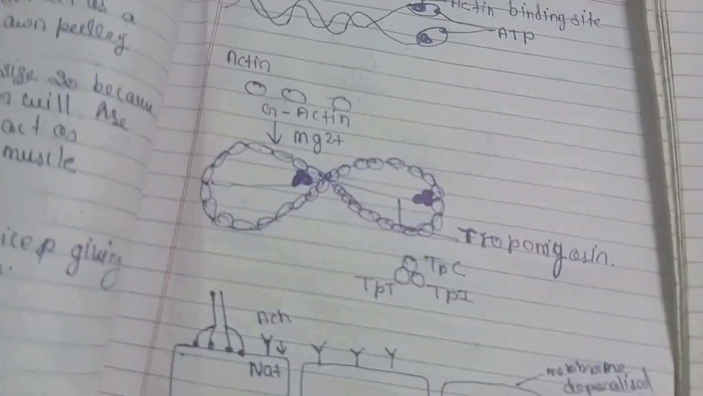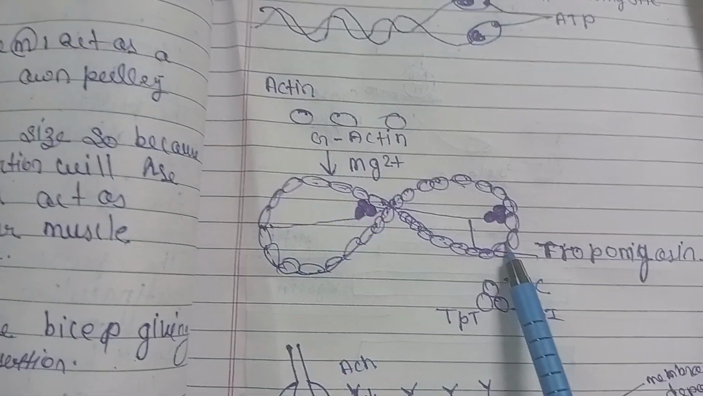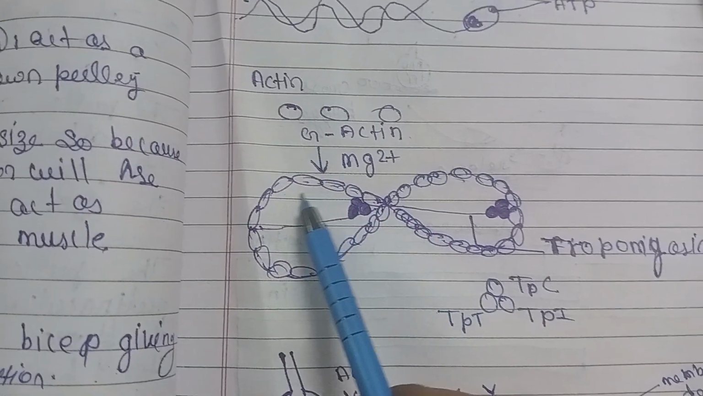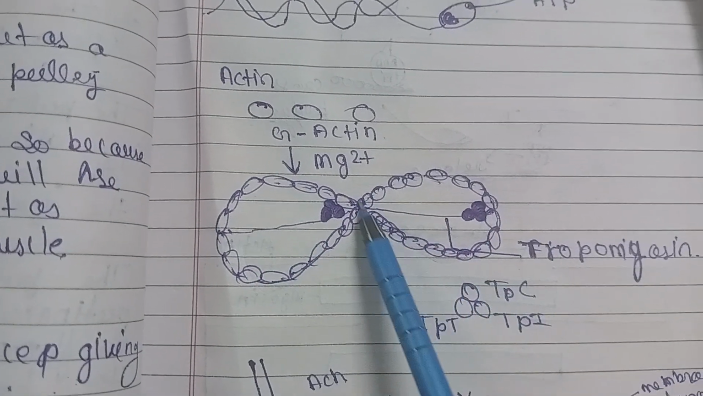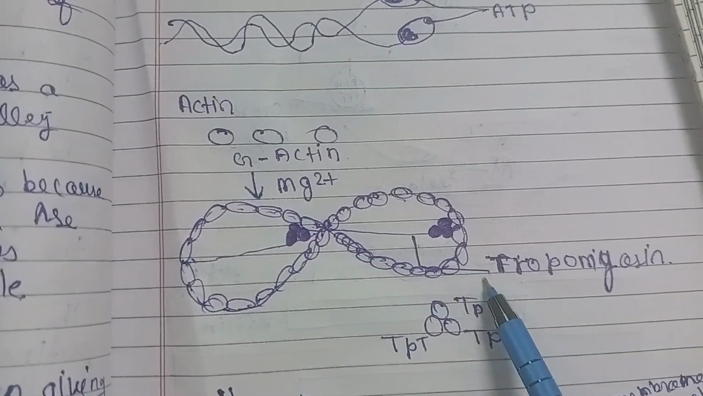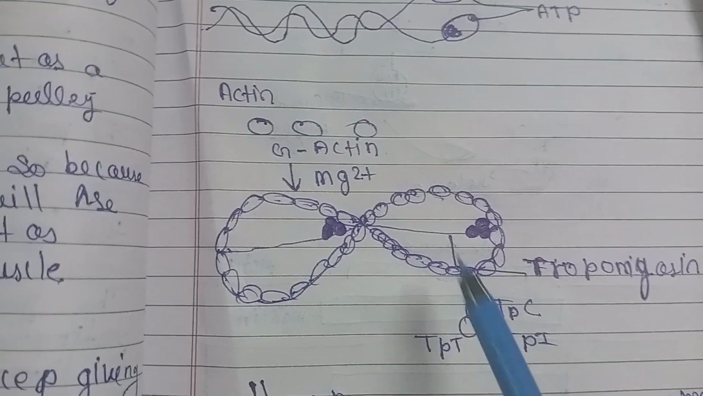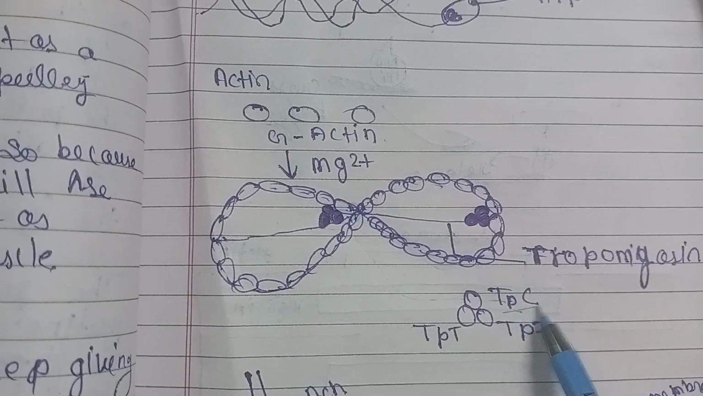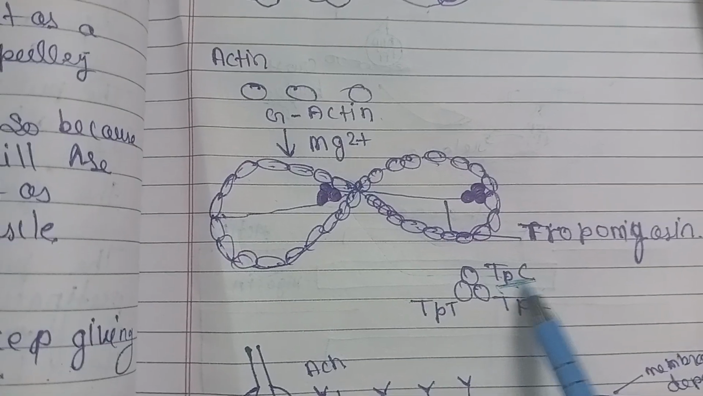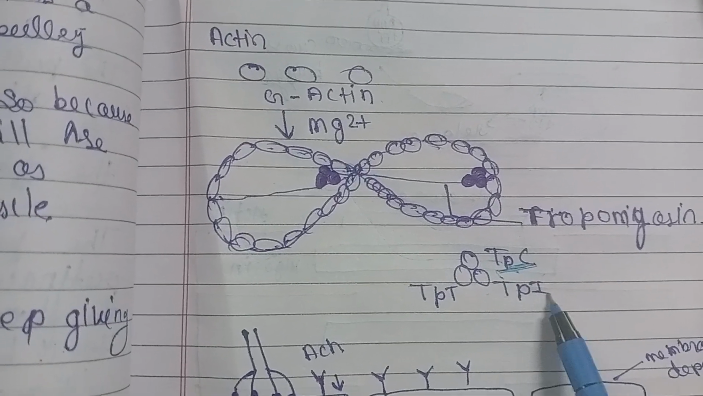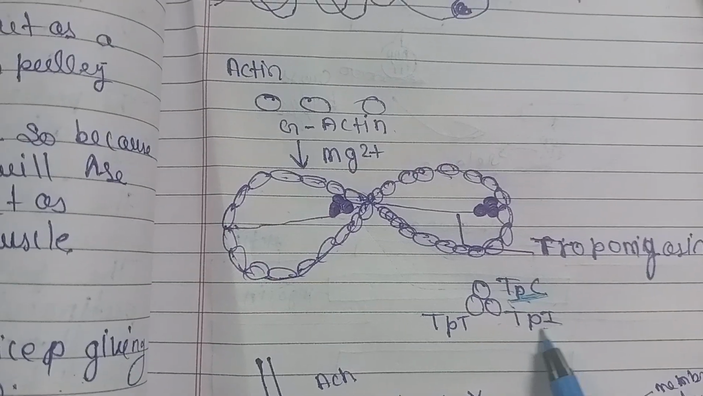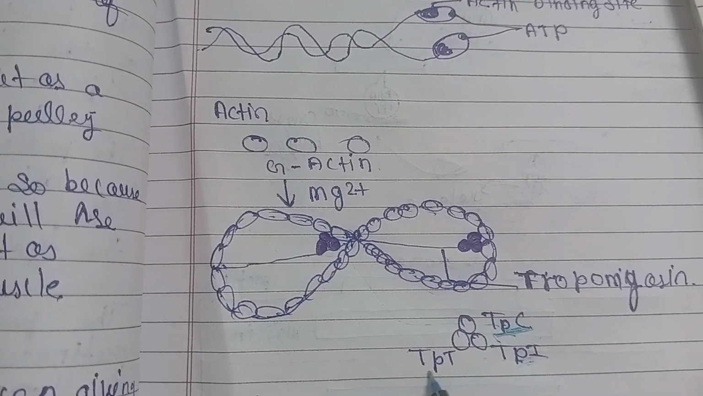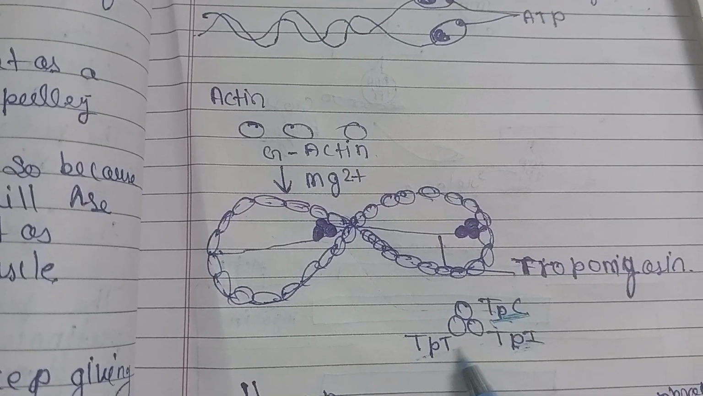Actin is made up of G actin, through polymerization of G actin, and it has tropomyosin. It has three protein molecules: TPC that binds calcium, TPI that inhibits the actin, and TPT.